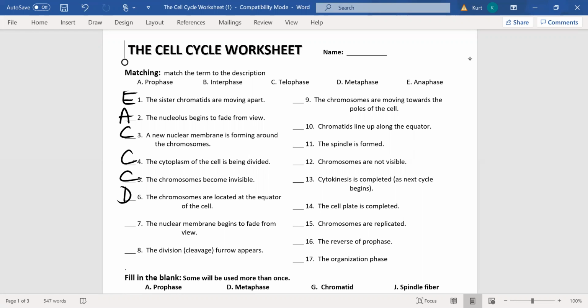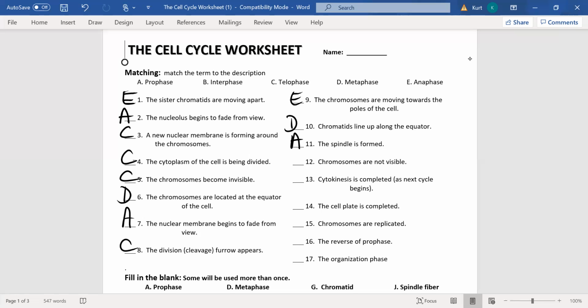Number seven, the nuclear membrane begins to fade from view. That would be A, prophase. And then number eight, the division or cleavage furrow appears. That would be C, telophase. Number nine, the chromosomes are moving towards the poles of the cell. That would be the same as one. That would be E, anaphase. Number 10, chromatids line up along the equator. That would be D, metaphase. Number 11, the spindle is formed. That would be A, prophase.